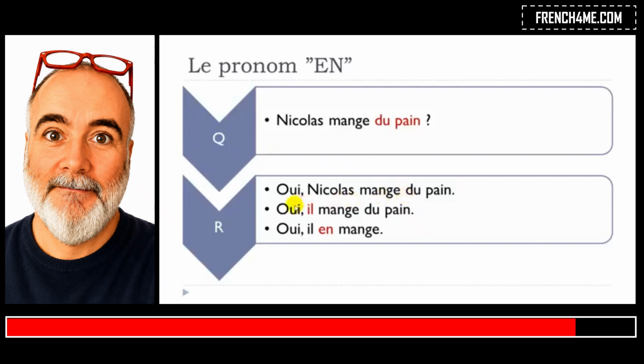Normally, that's not the way we will do, because we tend to replace things with pronouns when it's possible. Okay, so the first option would be to replace Nicolas in that case. You don't want to repeat Nicolas, so you can say oui, il, he, instead of Nicolas because it's masculine, mange du pain. So that's the first step. Okay, the second step, you want to replace this du pain. Okay, so this partitive thing, and that's when this pronoun en is used. All right, so oui, il en mange.